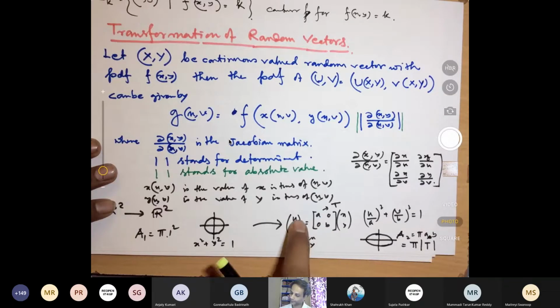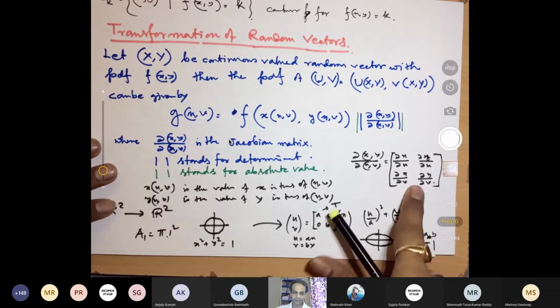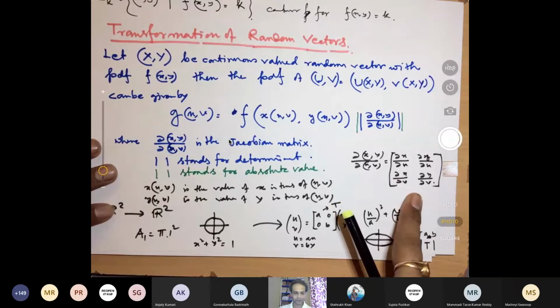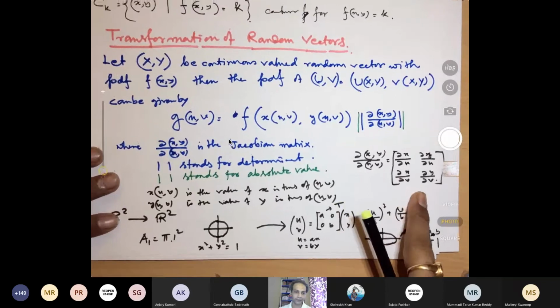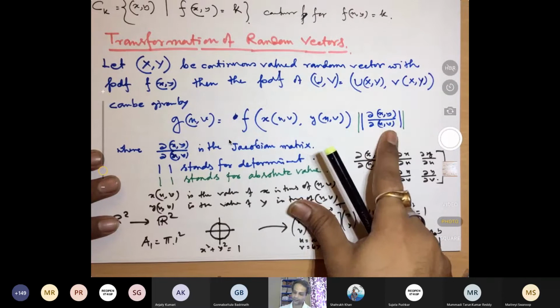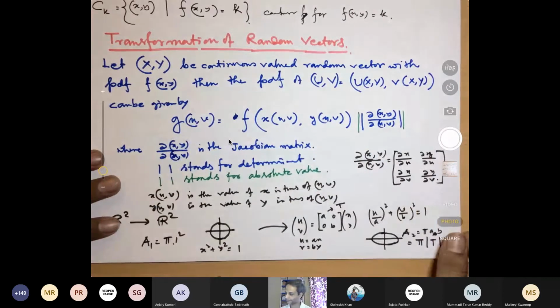Every time u and v need not be such a linear transformation. They can have many other forms of x and y, but the same thing can be tackled with this in general, with the derivative. Okay. So that is the motivation of having this Jacobian term in the expression like this.